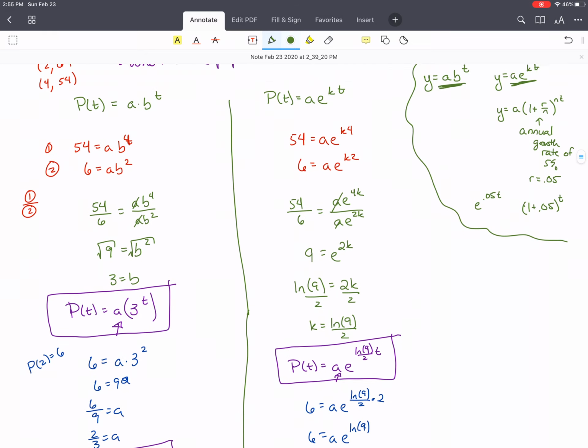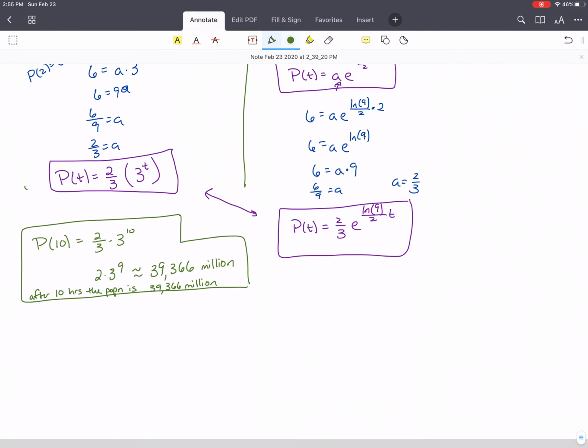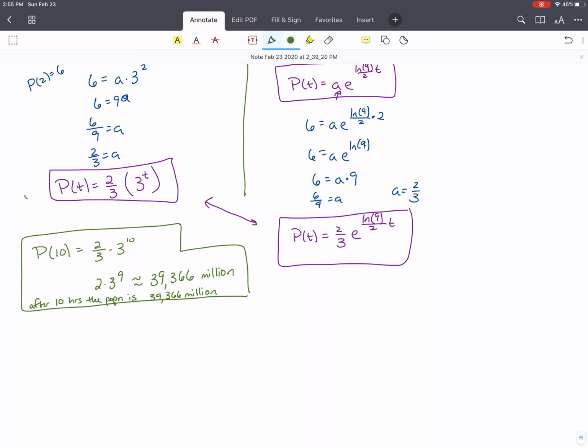The second question asks, when is the population 100 million? So now I want to know when the population is 100 million. So when my output is equal to 100 million, and since everything's been done in millions, I'm just going to check when my output is 100. So I can multiply both sides by 3/2 to get 150 equals 3 to the t.